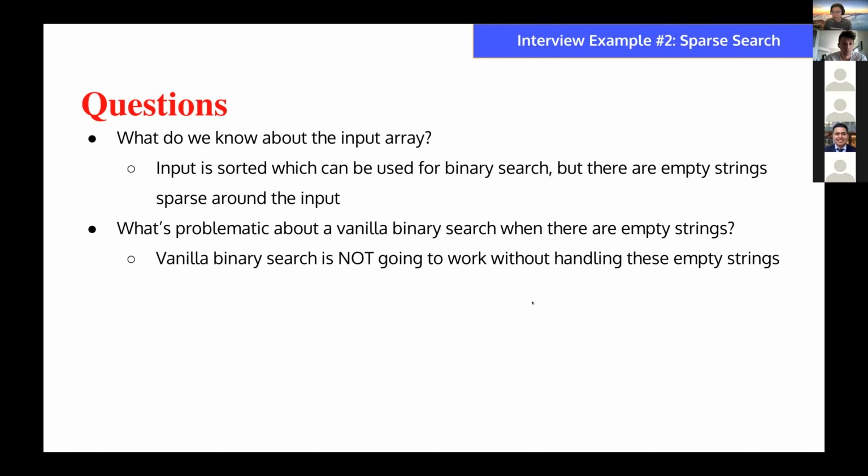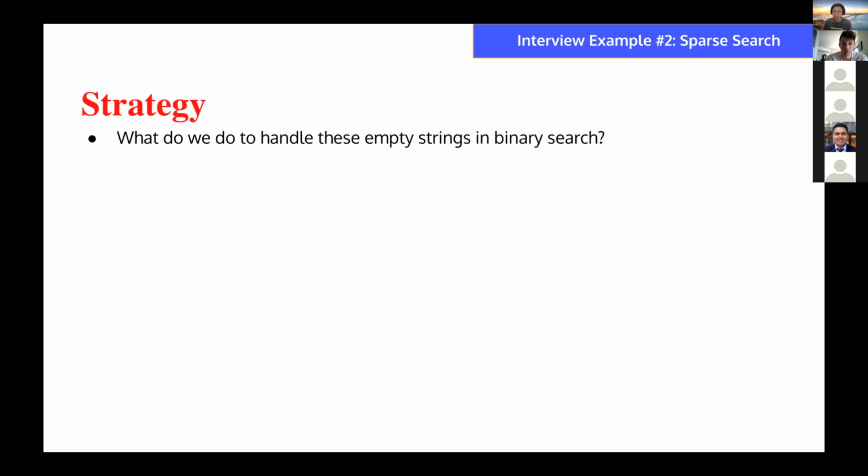So as Wilmer and Max have pointed out, binary search is not going to work without handling these empty strings. So now the question of strategy is, what do we do to handle these empty strings in binary search? As I mentioned, you could imagine how you might do it with a real-life phone book, but with code, any thoughts on how you can handle these empty strings and still carry on with your binary search?